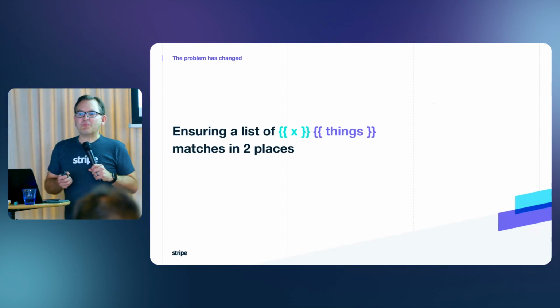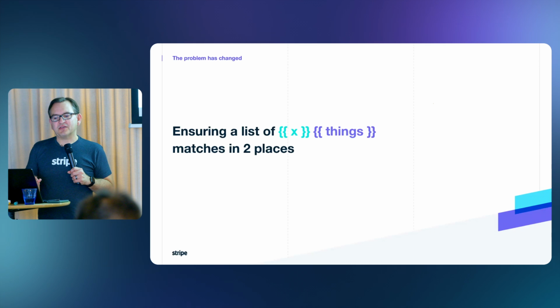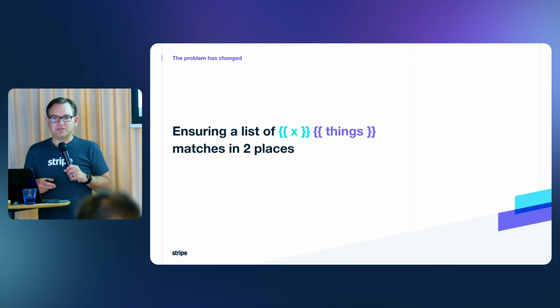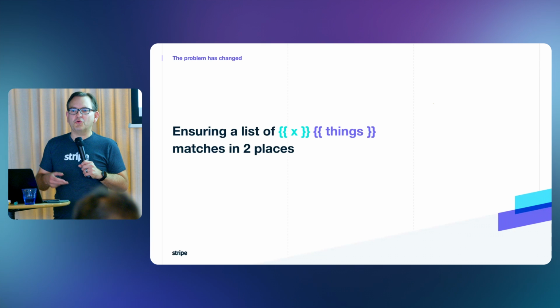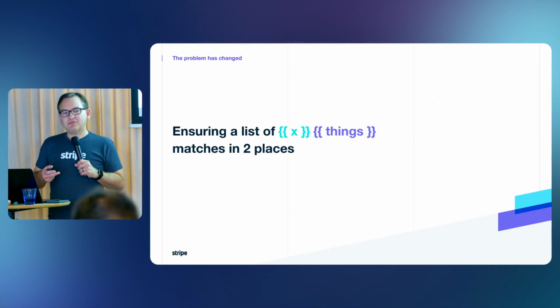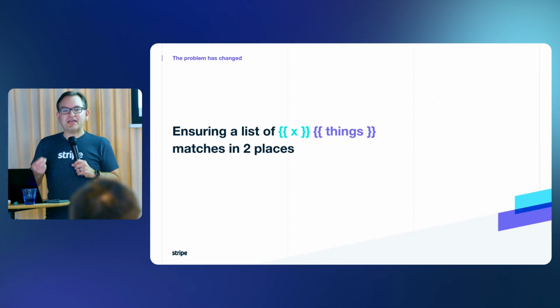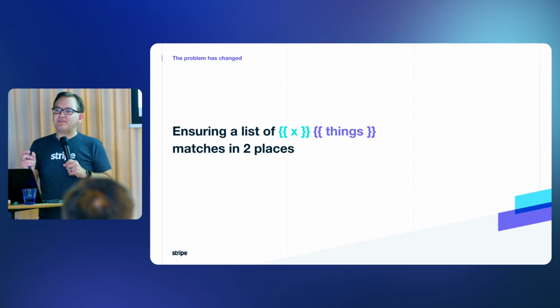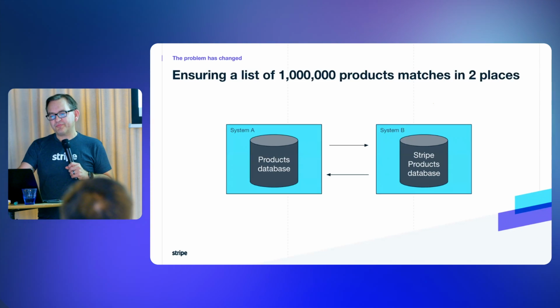So when you boil down this problem, it comes down to this fairly simple statement: you want to ensure a list of X things matches in two places. And the X could be anything. It could be customers, products, orders, lists of movies, really anything you like. The X can be any number, and you can also match in any number of places, but I'm restricting it to two just to keep it simple for the sake of what we're talking about.